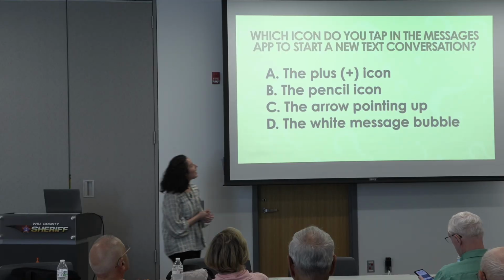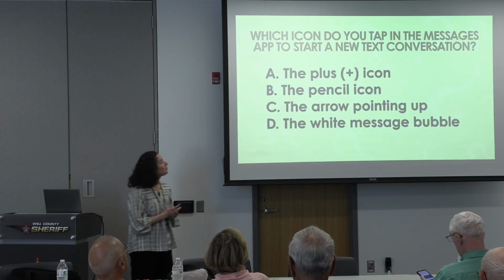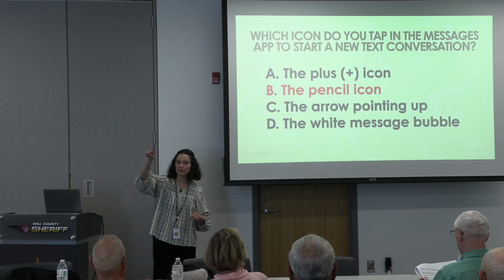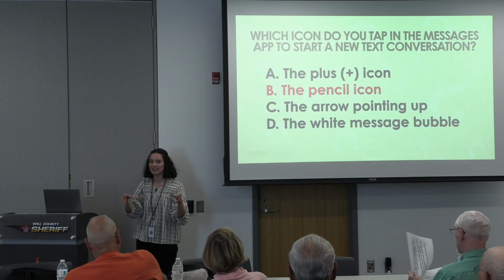So which icon do you tap in the Messages app to start a new text conversation? Am I pressing the plus icon? Am I going to use the pencil icon, the arrow pointing up, or the white message bubble? All right. Anyone else? White message bubble? Okay, let's see what it is. It's the pencil icon. So to compose that new message, you're gonna click right up in the corner with that pencil icon, and then that's gonna create the new message.